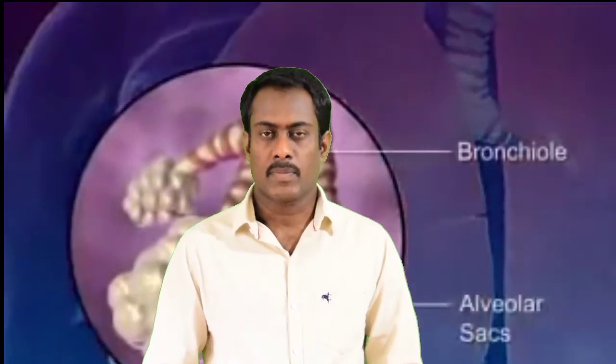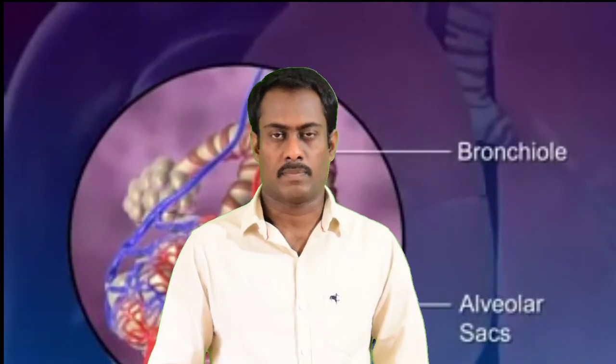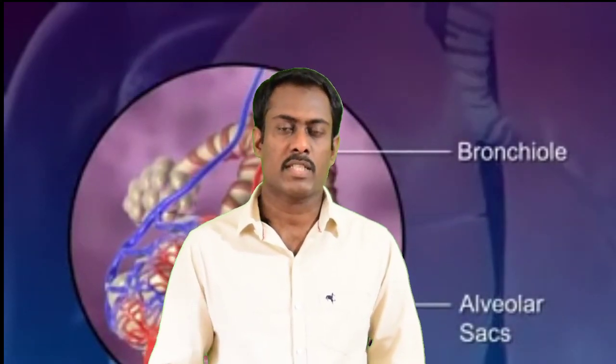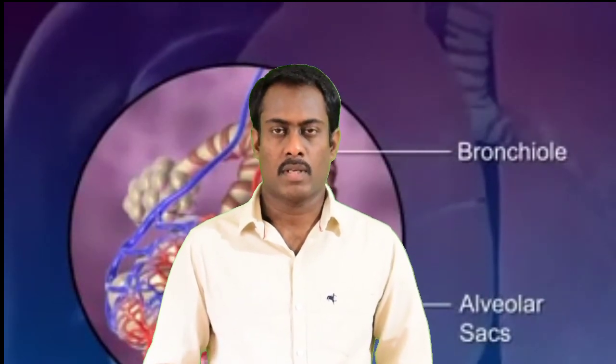Breathing occurs because of the expansion and contraction of the lungs. The bronchi carrying the air subdivide into smaller branches called bronchioles. At the end of each bronchiole are the alveolar sacs. The alveolar sacs are surrounded by blood capillaries and contain millions of single-layer alveoli cells where the gas exchange takes place.